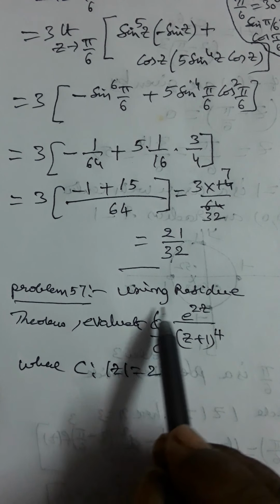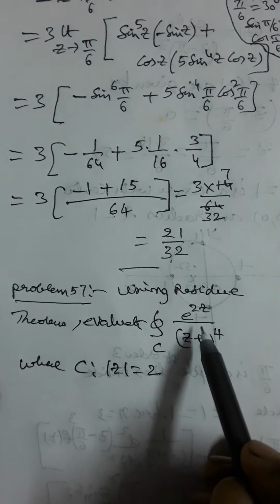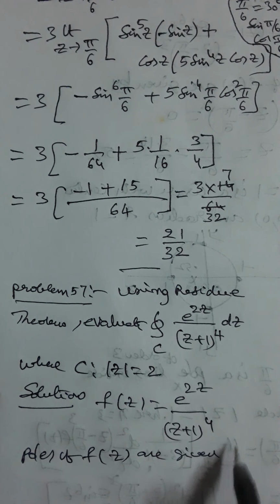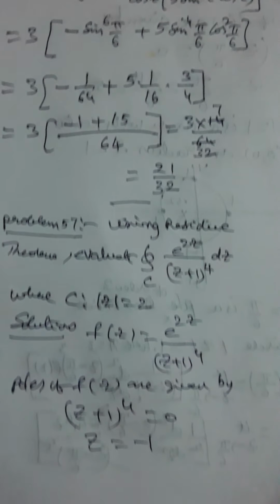Problem 57. Using the residue theorem, evaluate the integral over C of e^(2z)/(z+1)^4 dz, where C is such that |z| = 2. Solution. f(z) = e^(2z)/(z+1)^4. The poles of f(z) are given by equating the denominator to 0. So z = -1.